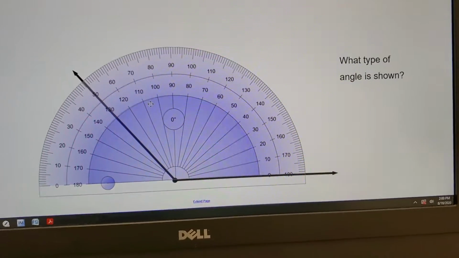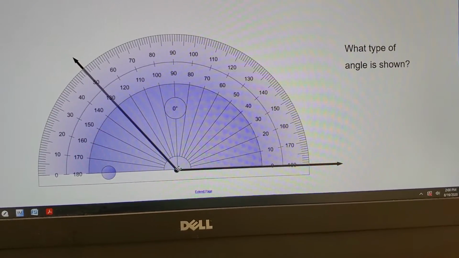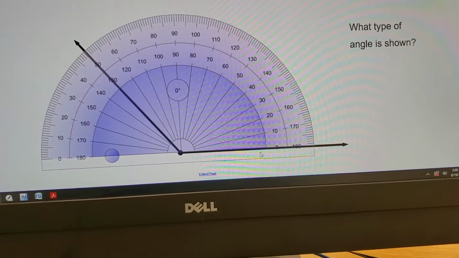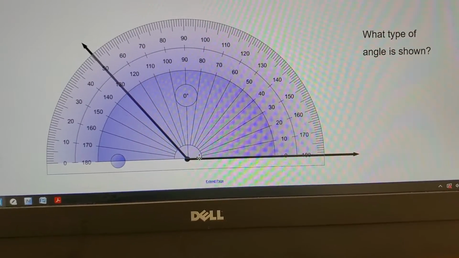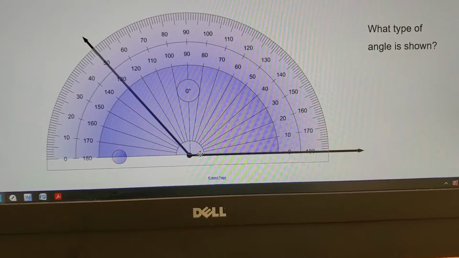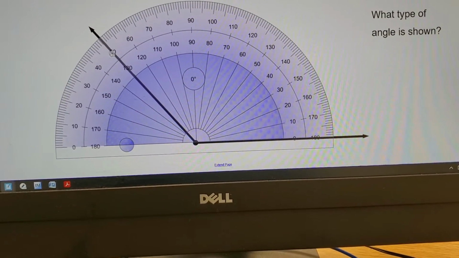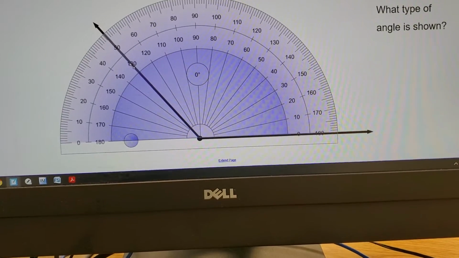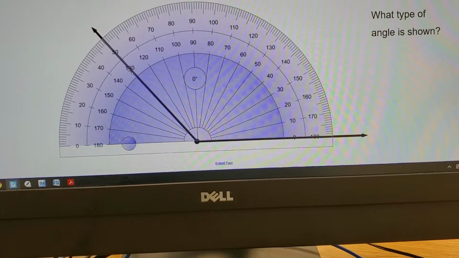Okay, here's my obtuse angle. The vertex is right there. One of my rays is on the bottom line. I know already that an obtuse angle has to be more than 90 degrees. So when I look up here, I see a 50 and I see a 130. Which number is more than 90 degrees?